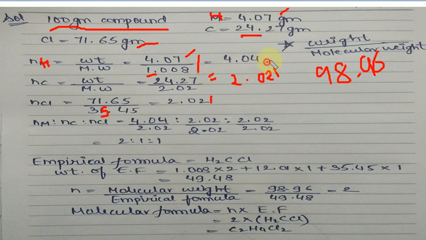When we calculate it, it comes out to be 4.04. Next is for carbon. In the question it is given 24.27, and the atomic mass for carbon is 12.01, or you can say 12.02, and it comes out to be 2.021. And for chlorine, 71.65 divided by 35.453, exactly, and when we calculate it, it is again equal to 2.021. Now we have these three numbers of moles.